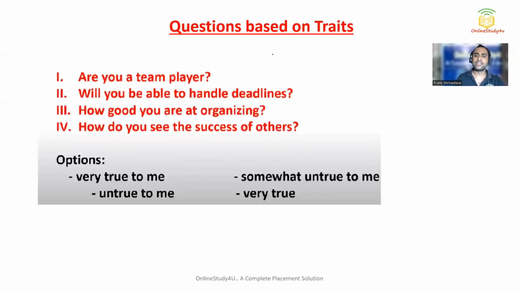Fine. Now, what is traits? As I mentioned, traits is nothing but your behavioral aptitude, or you can also say psychometric test. So the questions will be something like, I'm just giving one example: are you a team player? The options will be very true to me, untrue to me, somewhat untrue to me, and somewhat true. This will basically tell you about your personality, what kind of person you are.